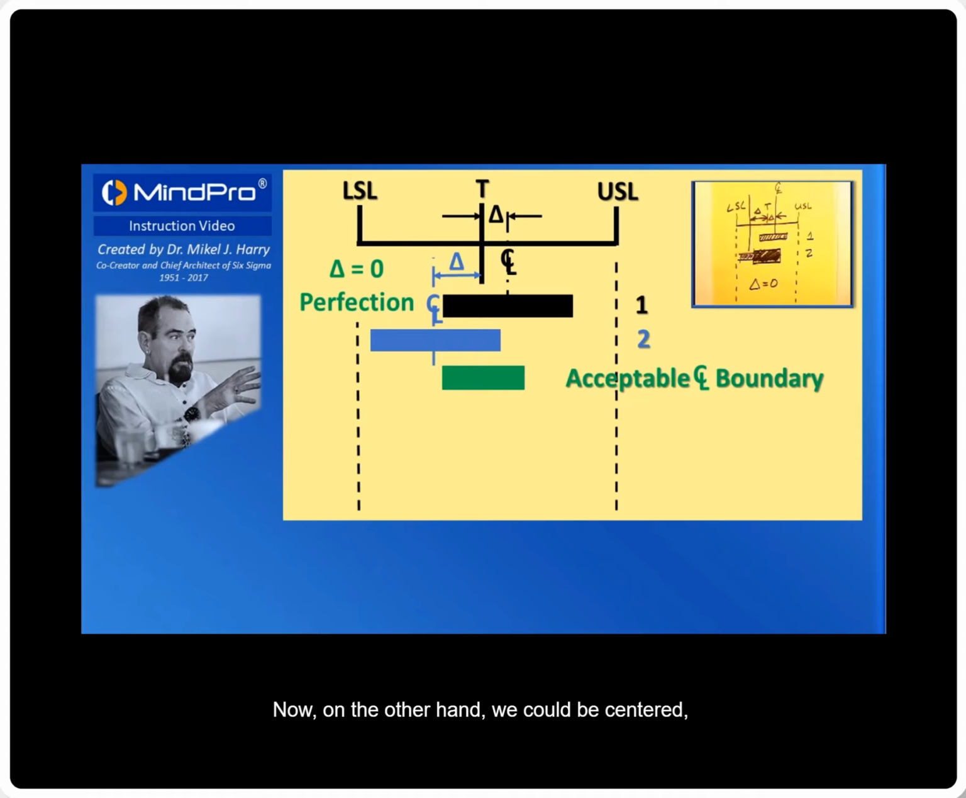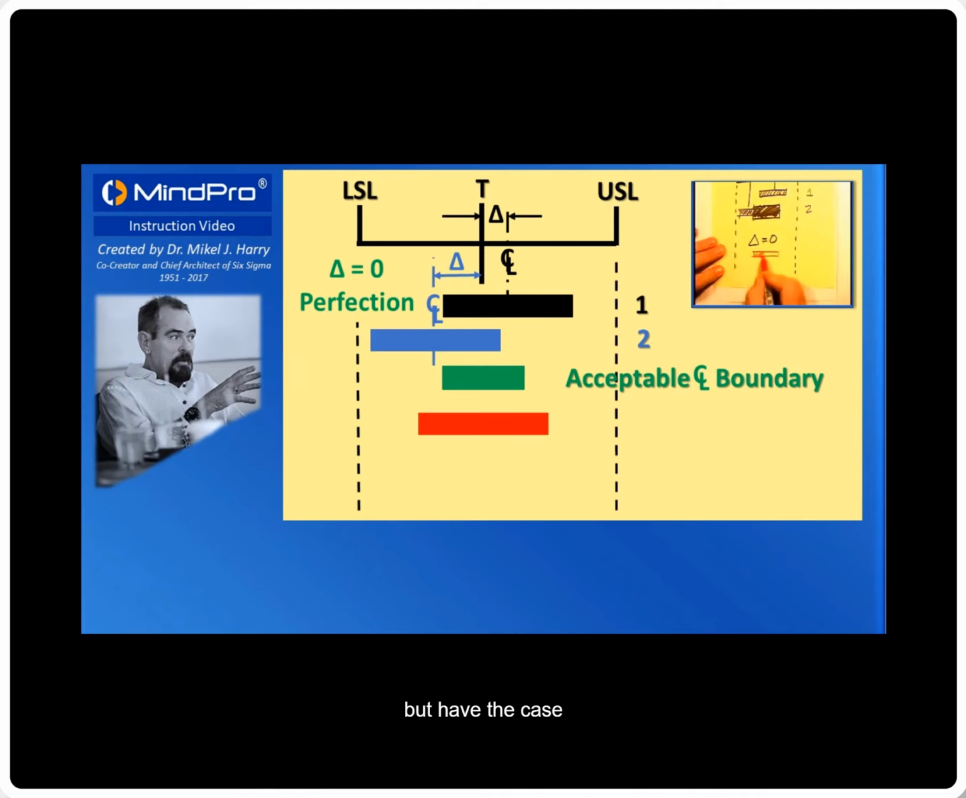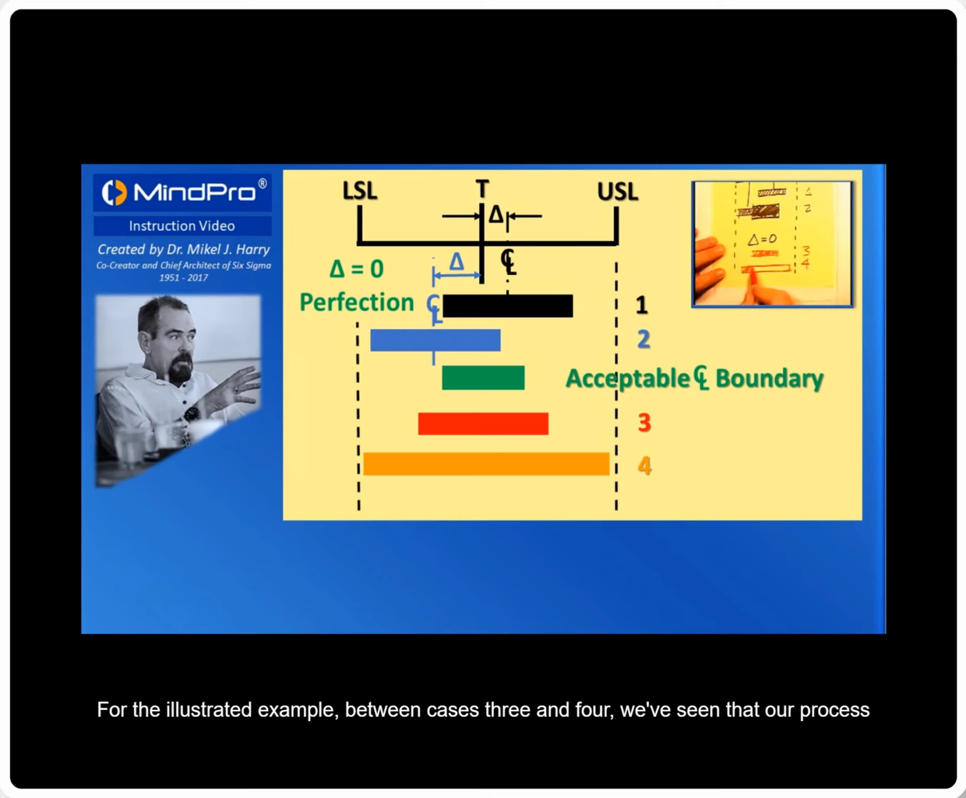Now, on the other hand, we could be centered, but have the case where we have too much spread. For the illustrated example, between cases 3 and 4, we've seen that our process has spread out over time even though it has remained centered.